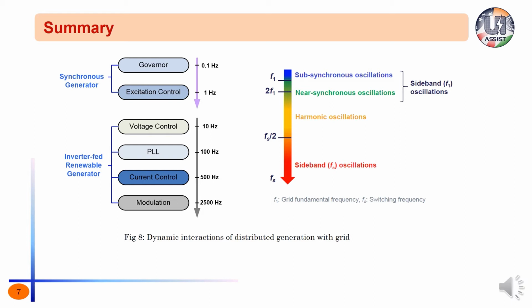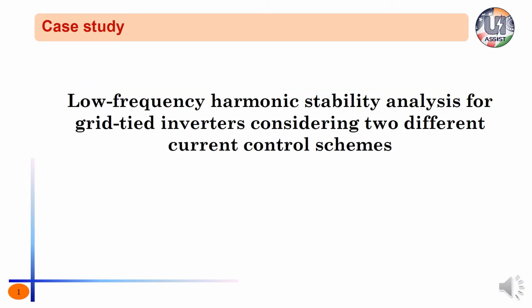So, with this understanding, now we will consider a case study on how low frequency instability is witnessed in an inverter grid system due to grid synchronization control loops. Now, let us consider a case study on low frequency harmonic stability issues due to the PLL, which is used for grid synchronization.